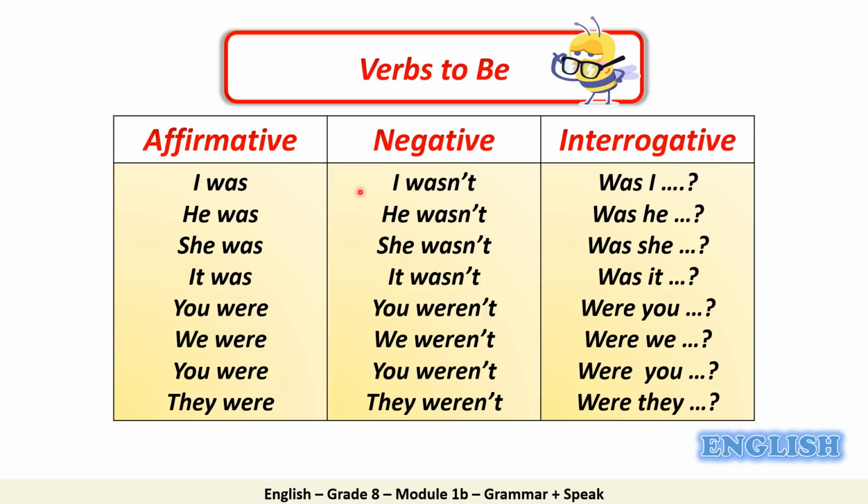To make a negative sentence, you have to use the negative form of was, which is wasn't, and the negative form of were, which is weren't, and say, I wasn't late yesterday. He wasn't late yesterday. You weren't late yesterday. We weren't late yesterday, and so on. To make a question, use was and were again, and say, was I late yesterday? Was he late yesterday? Were you late yesterday? And so on.